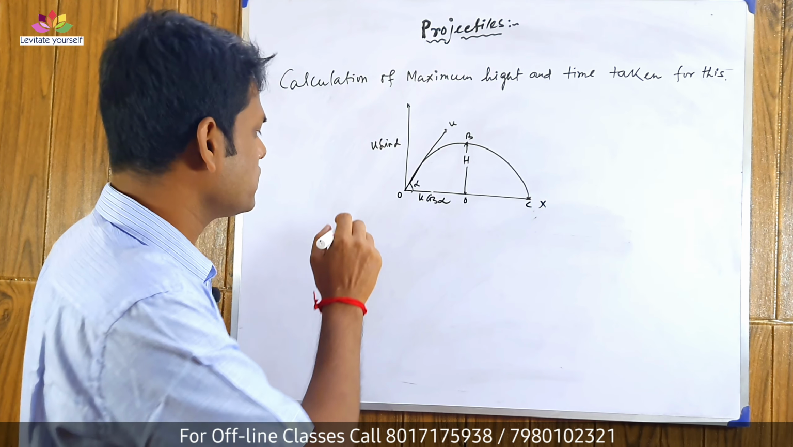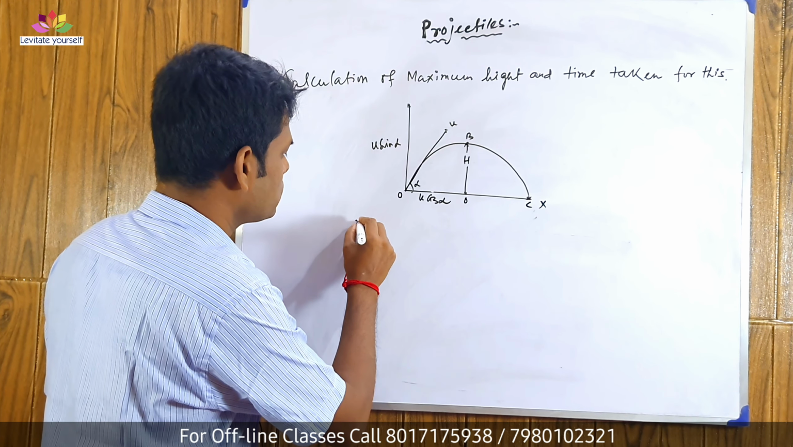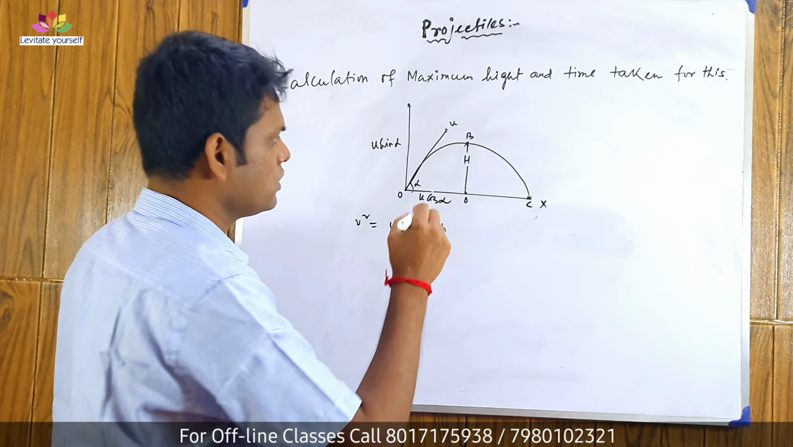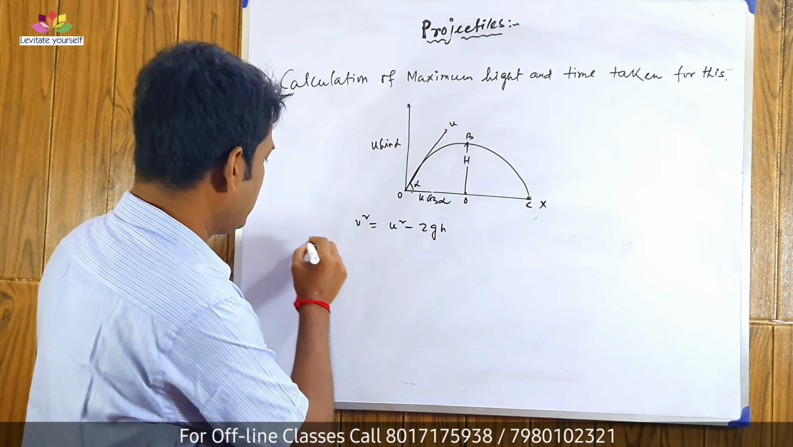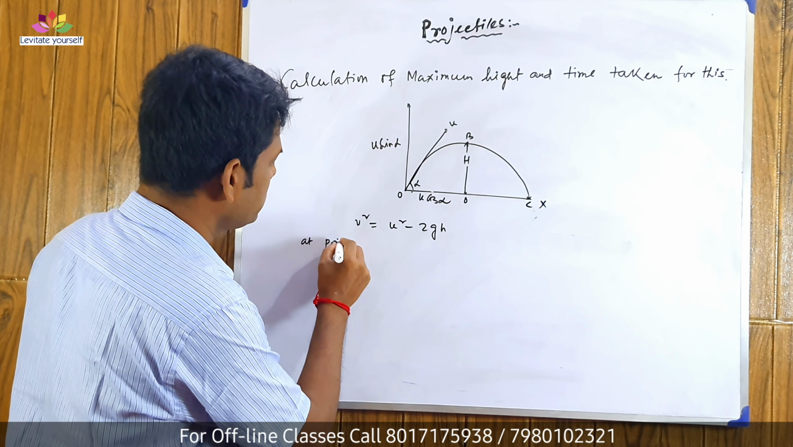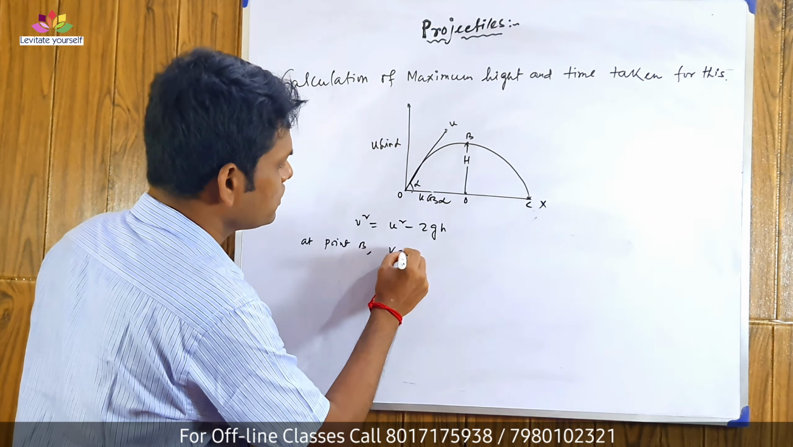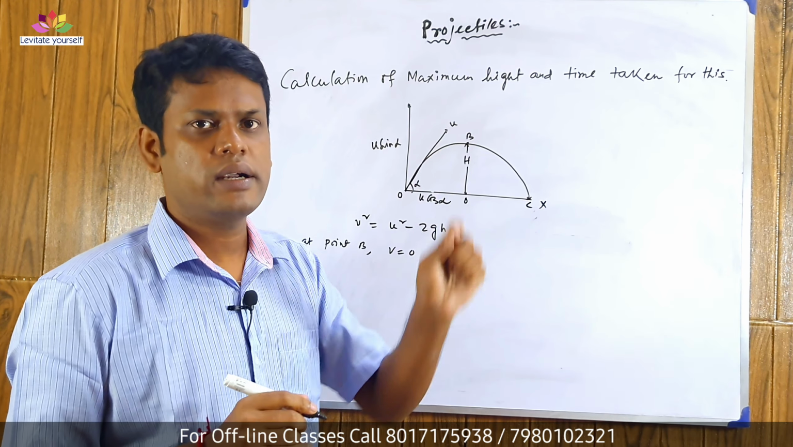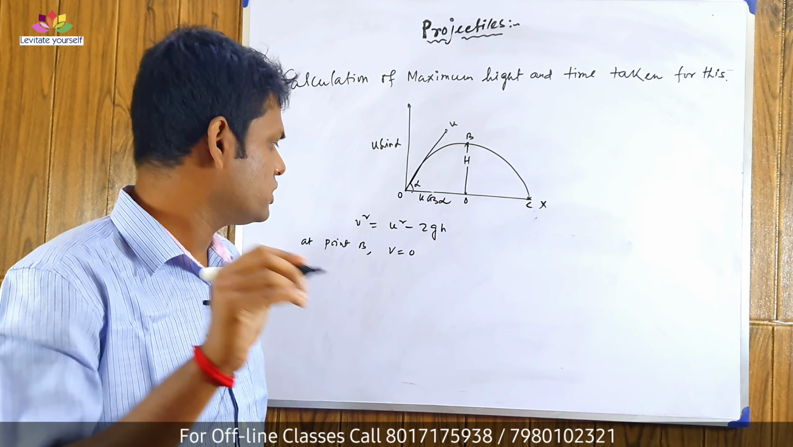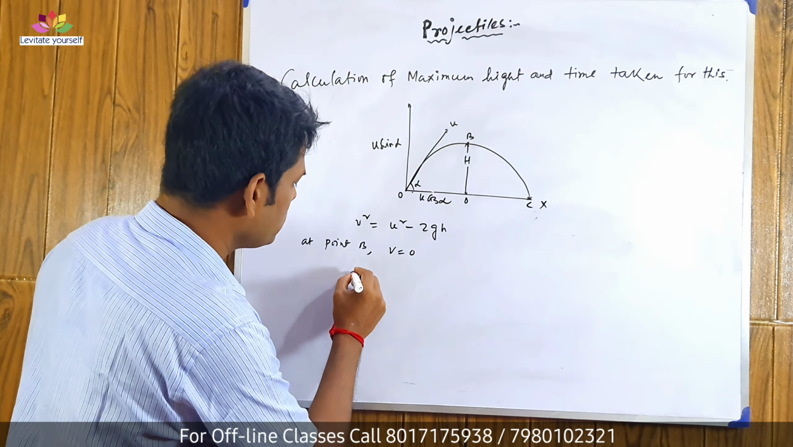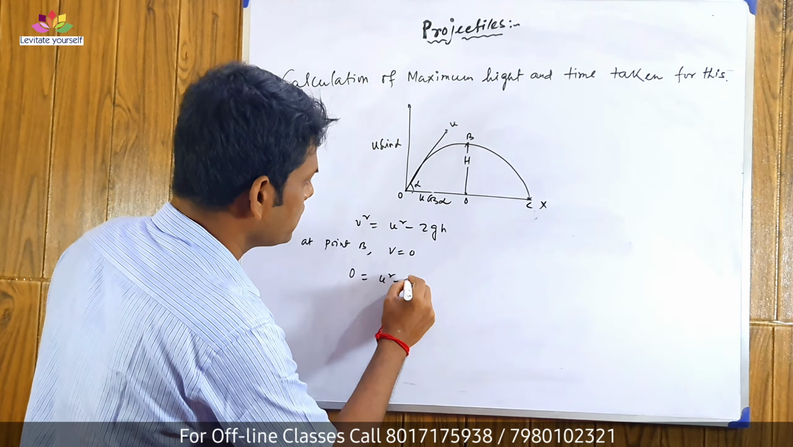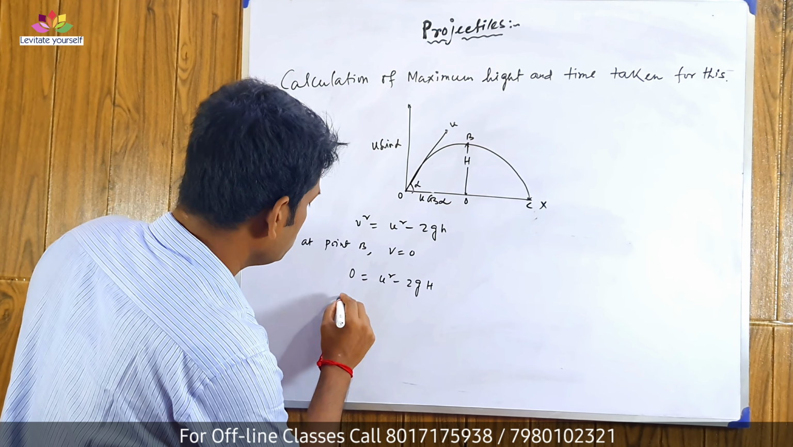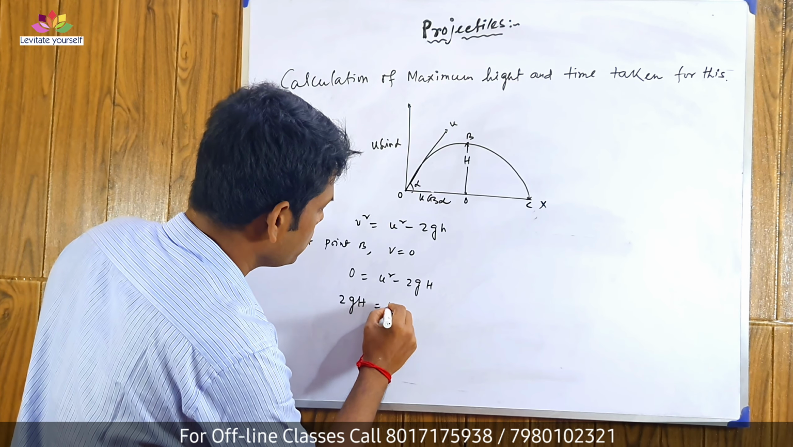Now we use this equation: v square is equal to u square minus 2gh. At point B, v will be 0. When a particle reaches the maximum point, its velocity will be 0. So 0 is equal to u square minus 2g capital H. The height will be H. So 2gH is equal to u square.